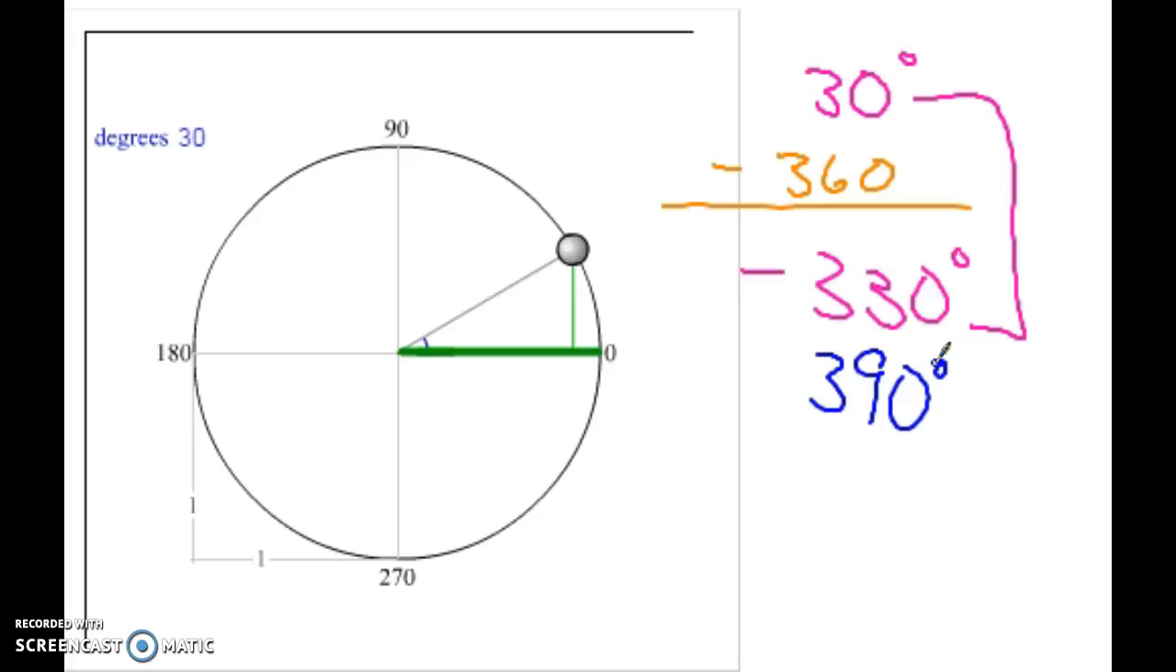So there you go. There's a little bit more about supplementary and complementary, but you should remember that from our geometry days.